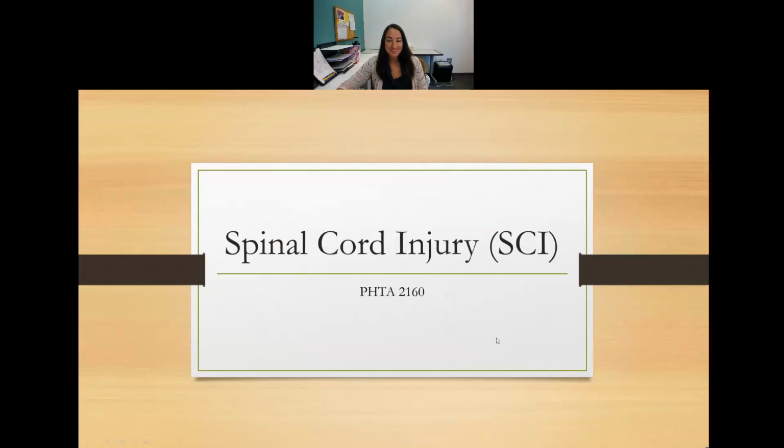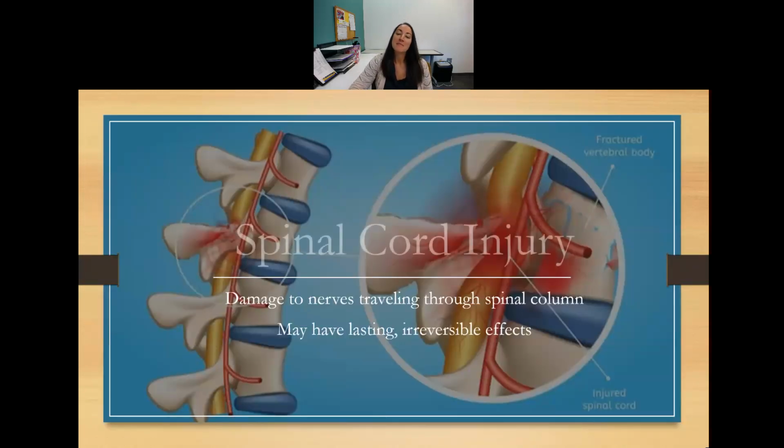I had to re-record. Okay, so what a spinal cord injury is: it's just damage to the nerves traveling through the spinal column. It may have lasting and irreversible effects. Sometimes it can be reversible, oftentimes it is not.